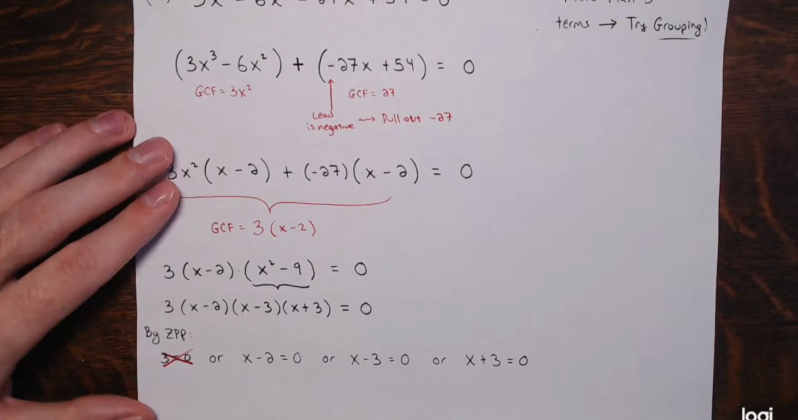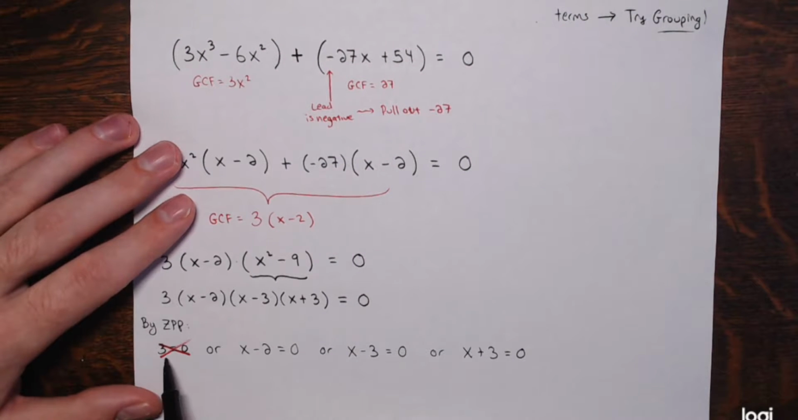And then I solve these. Again, nothing coming from the factor of 3, right? But here, when x minus 2 equals 0, we get x equals 2. X minus 3 equals 0, we'd get x equals 3. X plus 3 equals 0, we'd get x equals negative 3. And now don't forget to check these numbers.